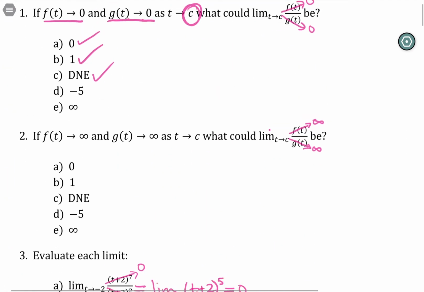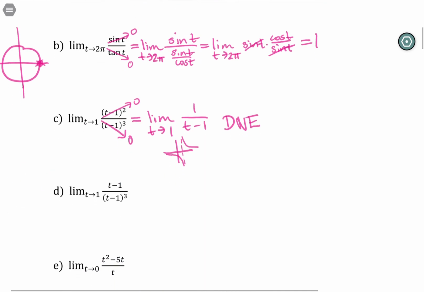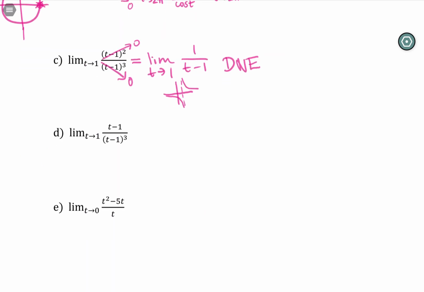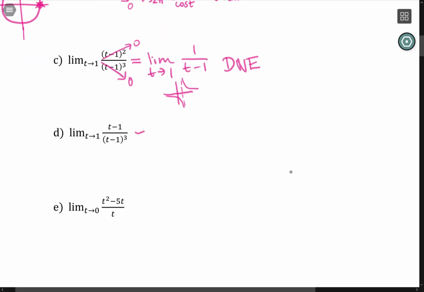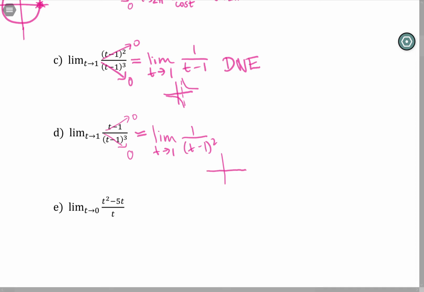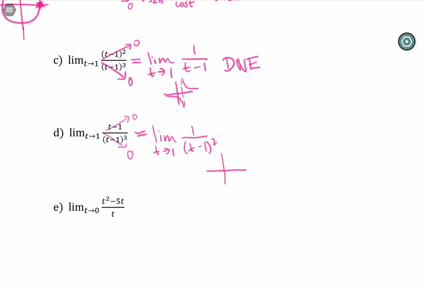I thought I was going to be predictable and have one that equals -5, but it looks like I decided to mix it up. So here, it's still a 0 over 0. But now, when we cancel, I get a 1 over t minus 1 squared. And I wanted to show you this just to make sure you realize that asymptotic behavior doesn't always mean you have to say does not exist.